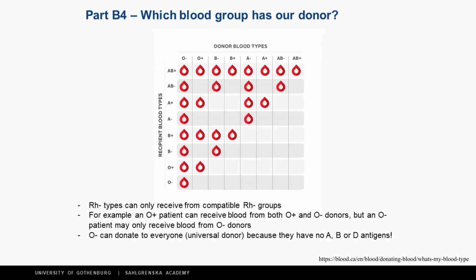Rhesus negative recipients can only receive blood from compatible rhesus negative types. For example, an O-positive patient can receive blood from both O-positive and O-negative donors, but an O-negative patient may only receive blood from O-negative donors. But O-negative people can donate to everyone. They are universal donors because they have no A, B, or D antigens.